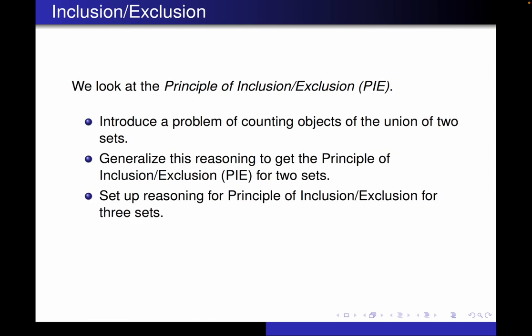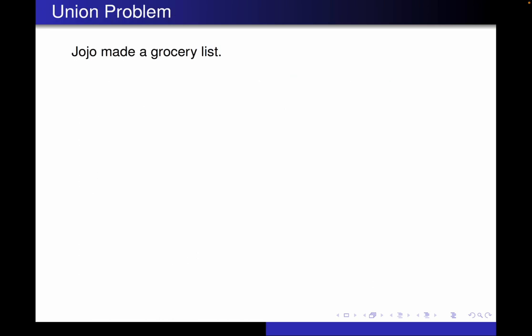two sets. Then we're going to set up the reasoning for the principle of inclusion and exclusion for three sets, and then you're going to work that part out in your in-class activities. And then finally, we're going to do an example. So here's a problem to sort of get you started.